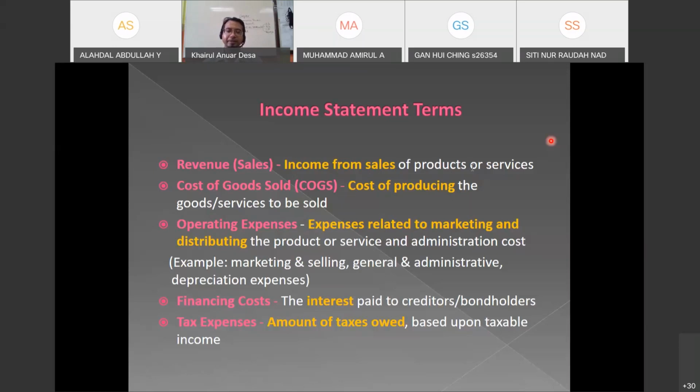Okay, Nestle. Nestle keluarkan apa? Nestle keluarkan Milo. Nestle keluarkan Coco Crunch. Nestle keluarkan Maggi. Whatever. Okay, Top Glove. Top Glove mengeluarkan sarung tangan getah. Dan lain-lain lah.